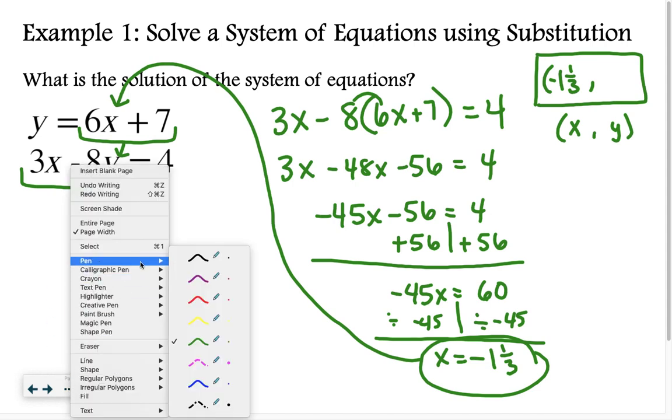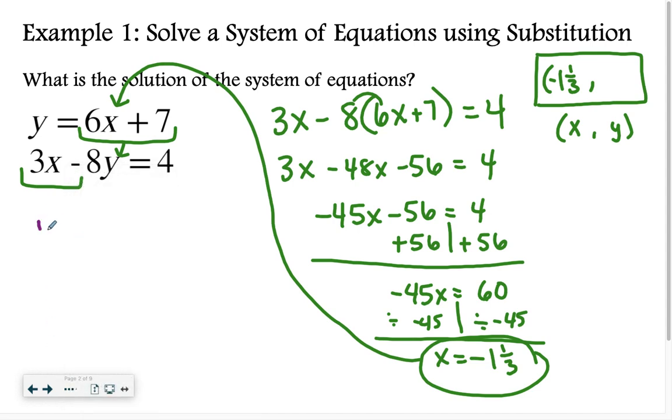I'm just going to change colors to maybe make it a little easier. So y equals 6, and then instead of x, I'm going to say negative 1 1/3 plus 7.